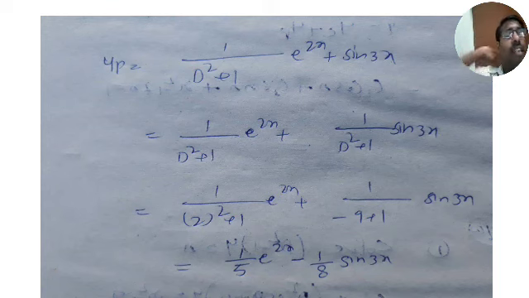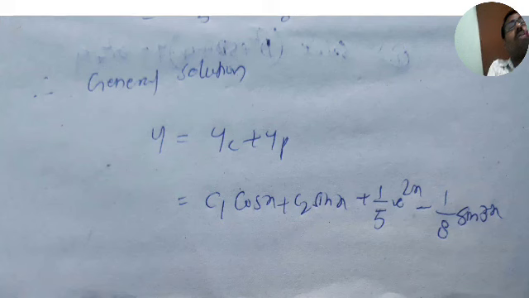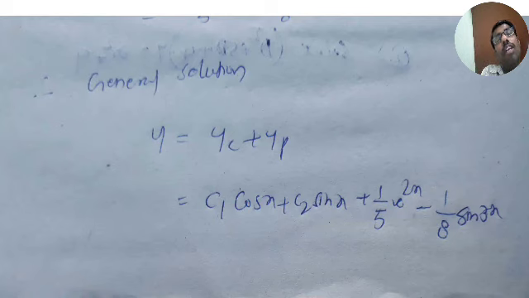Therefore let us write the general solution. So what is the general solution of my first problem? General solution is y is equal to yc plus yp. That is, what is yc? c1 cos x plus c2 sin x. And what is yp? 1 by 5 into e power of 2x minus 1 by 8 into sin 3x. So yc plus yp becomes c1 cos x plus c2 sin x plus 1 by 5 into e power of 2x minus 1 by 8 into sin 3x. So this is my general solution for the first problem.